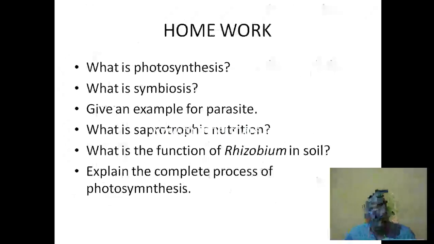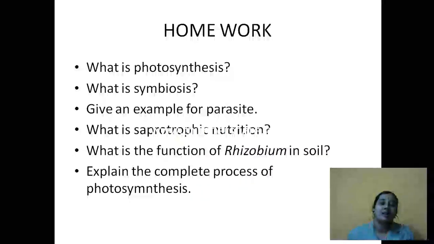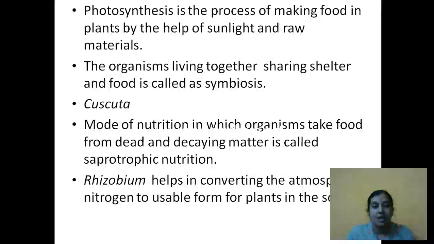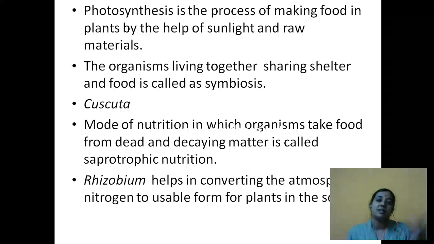What is symbiosis? That means organisms living together, sharing their shelter and food, is called symbiosis, right? Then third question, give an example for parasite. You know it very well. Which is it? Cuscuta, right? Then what is saprotrophic nutrition? The mode of nutrition in which organisms take food from dead and decaying matter is called saprotrophic nutrition. That means for nutrition purposes it is depending upon dead or decaying matter or things.